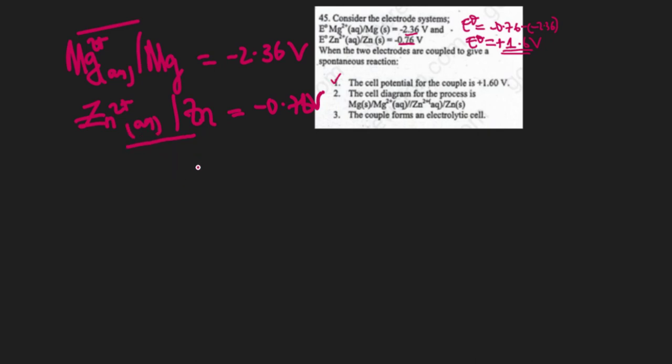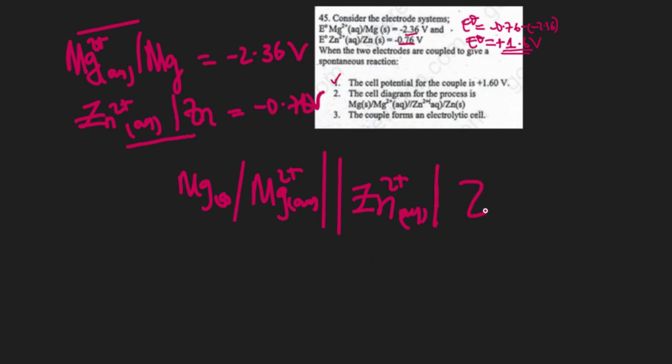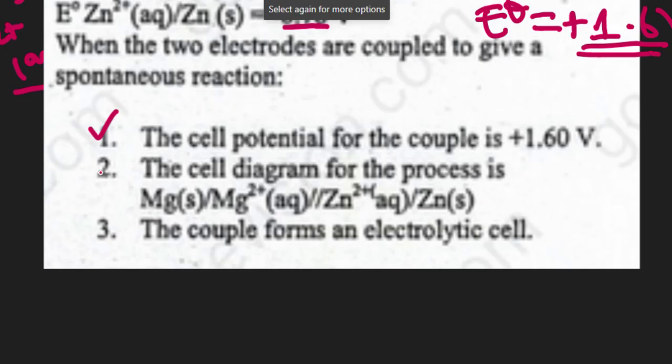If we want to write the cell diagram, we start with the anode, where we have magnesium solid separated from the ion by a slash, magnesium 2 plus ion aqueous, and this half cell is separated from the next half cell using a salt bridge to now have the second one, zinc 2 plus ion, and the zinc solid. So this is our cell diagram. So option 2 is also correct because the cell diagram matches with what we have. For 3, they say the couple forms an electrolytic cell, which is of course normal. 3 is also correct. Therefore 1, 2, 3 are correct, making option A the best answer.